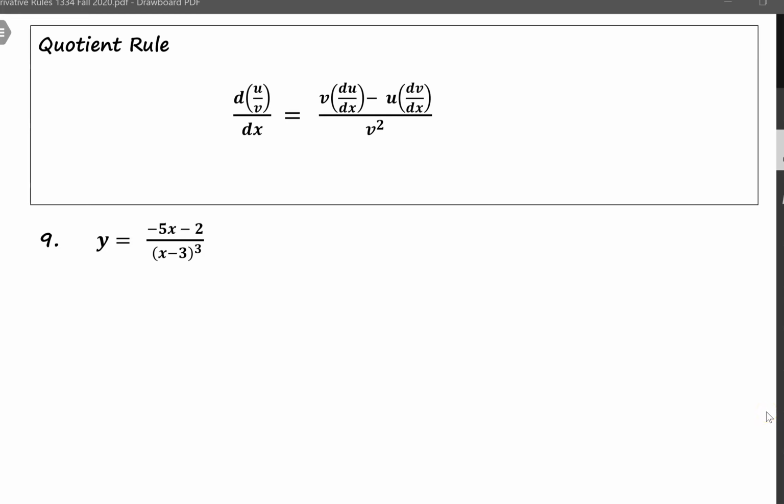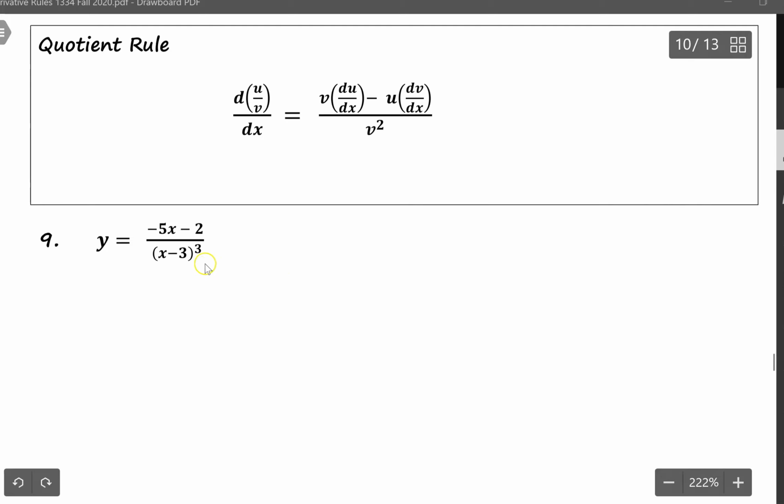Hello everyone. In this video, we will continue to differentiate, or find the derivative of a function, and we will apply the quotient rule. The quotient rule applies if you have a function divided by another, and they are both functions of the same variable, x.